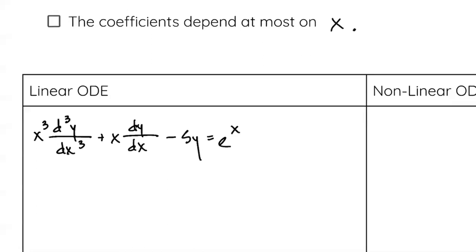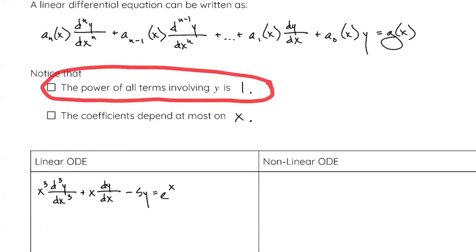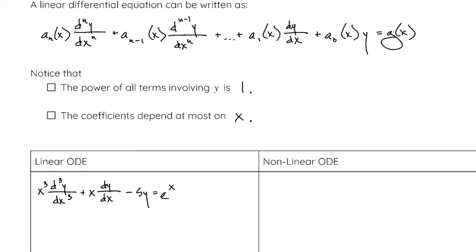Okay. So how would I know that this is a linear ODE? Well, I would look at my checklist here. First thing I'm going to do is look at all the terms involving y. Is that power 1? And so if I look at the left-hand side, I notice I have a minus 5y. What's the power of y? Well, that power is 1. And so we've got our first one. We can say, yes, the power of all terms involving y is 1.